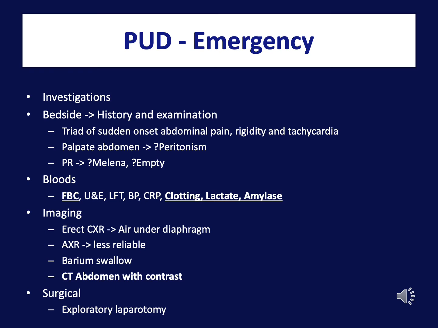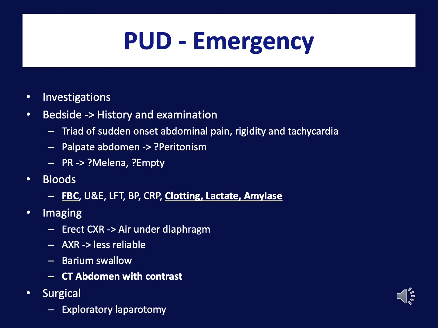Right, so earlier we talked about investigating peptic ulcer disease electively. In an emergency setting, the priorities are different. So, history and exam, there's a classic triad of a perforated peptic ulcer, which is sudden onset abdominal pain, abdominal rigidity, so peritonism, and tachycardia. You want to do a PR exam to see if there's any melena, a fresh bleed, or an empty rectum.